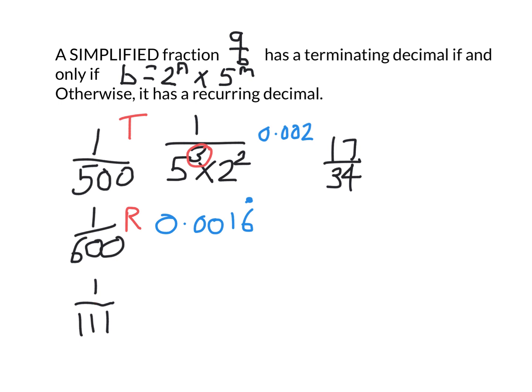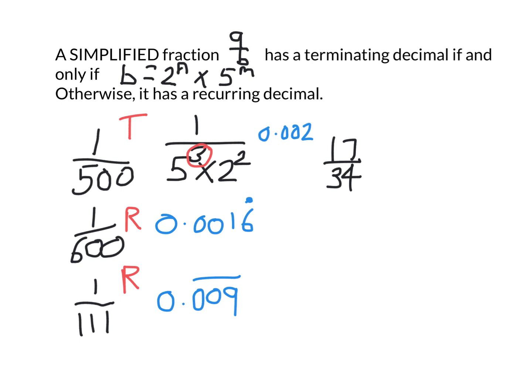1 over 111. Well, 111 is divisible by 3. It doesn't have 2 or 5 as a prime factor, so it will yield a recurring decimal. We can tell that without using our calculator. So it turns out 1 over 111 is 0.009 recurring. So 0.009, 009, 009, and so on forever. Now don't worry, I wouldn't ask you to do 1 over 600 or 1 over 111.